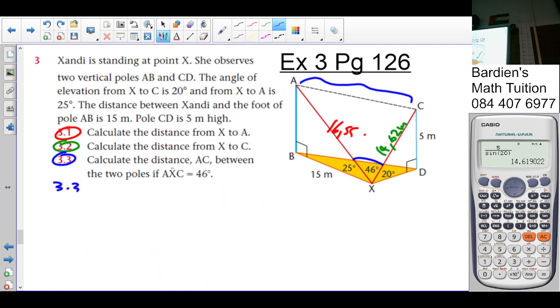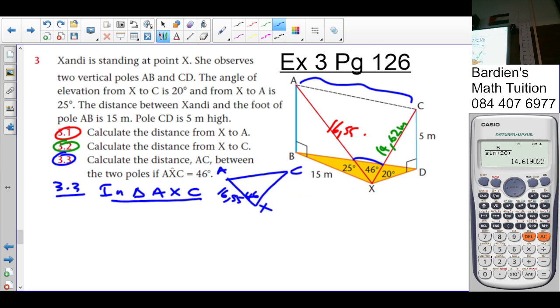So that is in triangle AXC. Again, you don't have to write this part that I'm writing now. And you don't have to draw the diagram. But do please answer the question. Okay, before you now say, you don't have to, you don't have to, so you don't answer the question. No. Please answer the question.